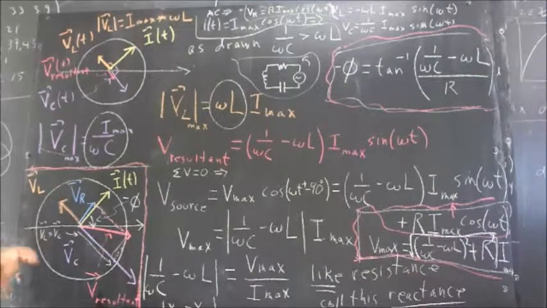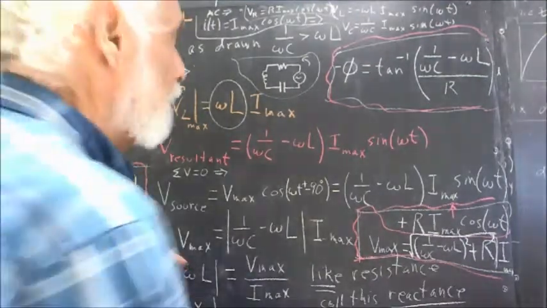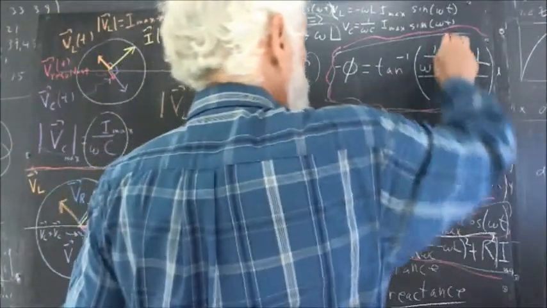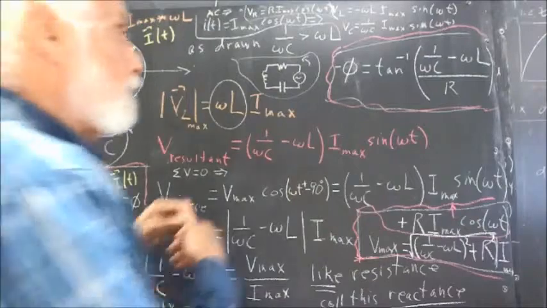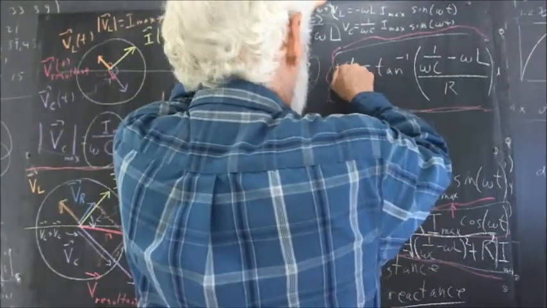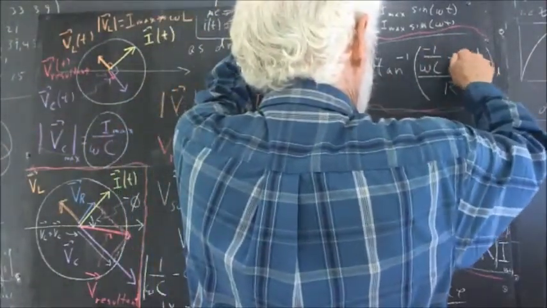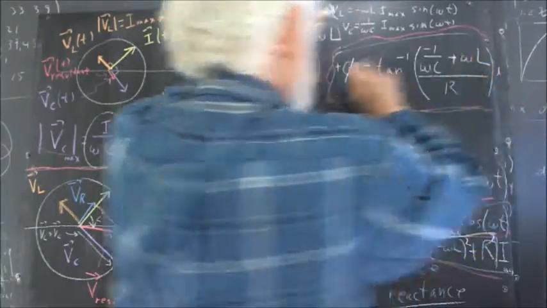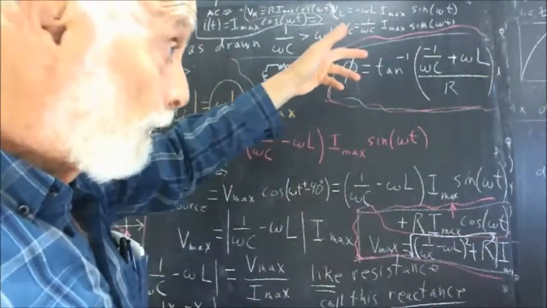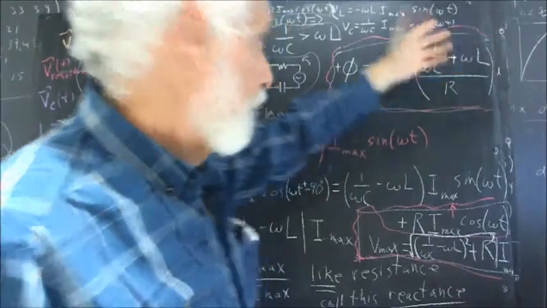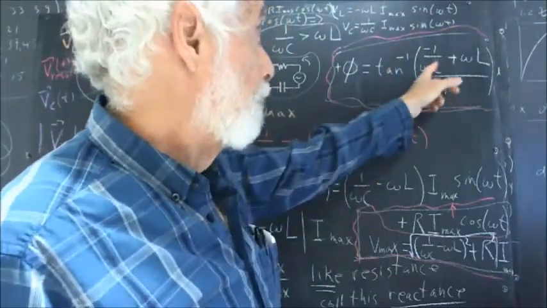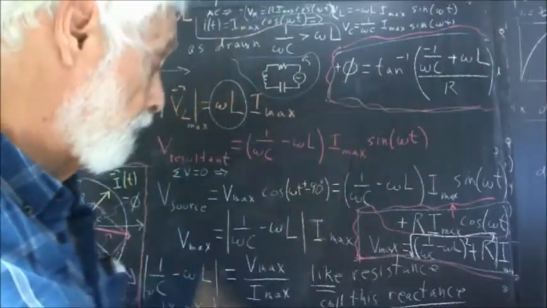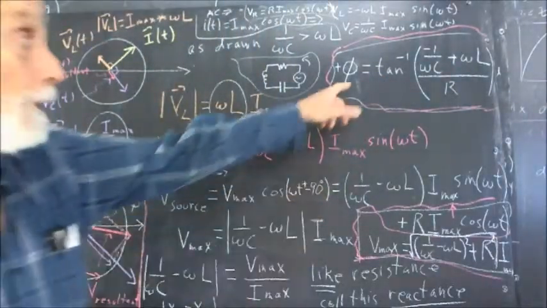And that tells us that negative phi is the inverse tangent of this over this. Meaning that phi is the inverse tangent of this. The tangent being an odd function, the inverse tangent is also an odd function, so when we change the sign of what's inside, that changes the sign of the inverse tangent. So here's the phase angle.